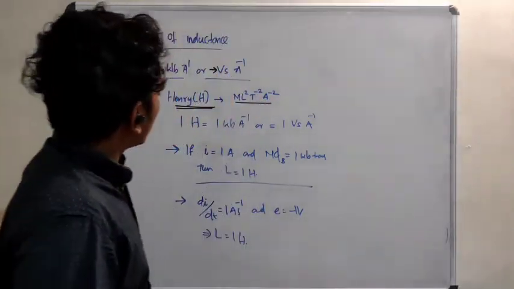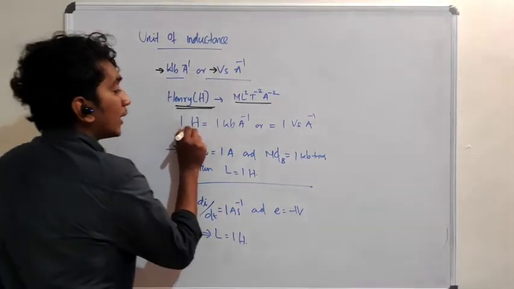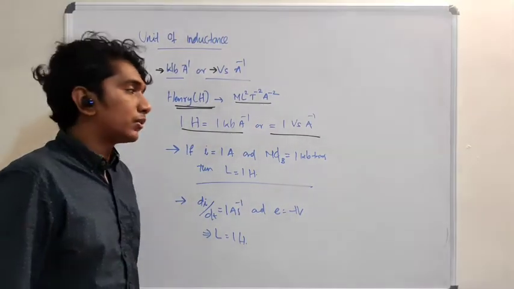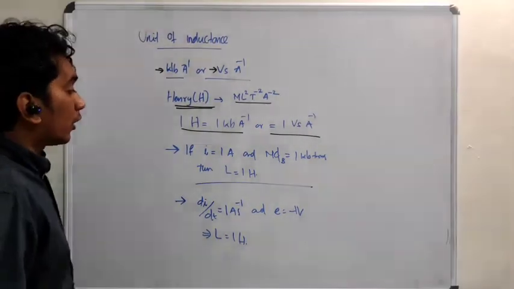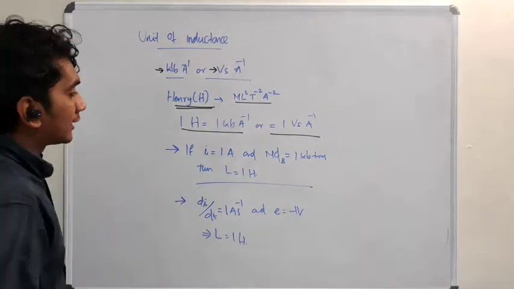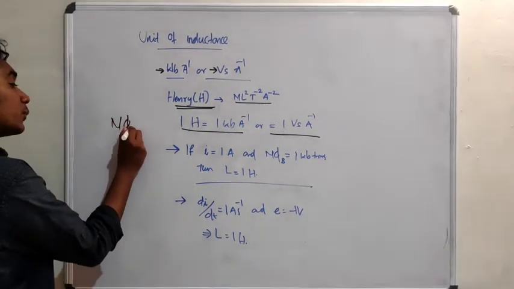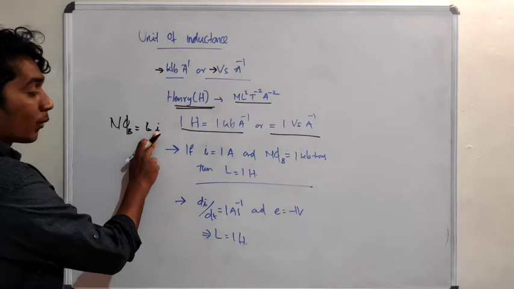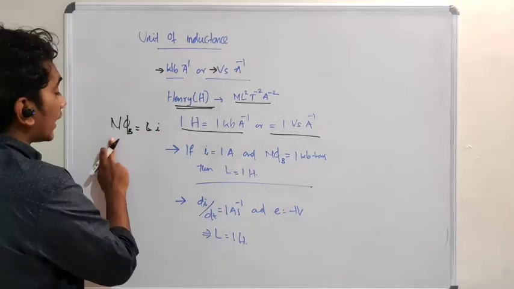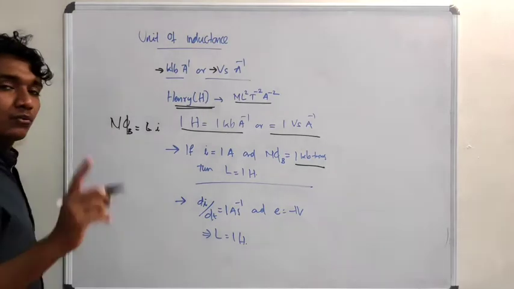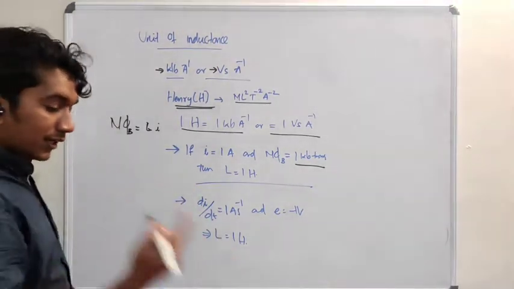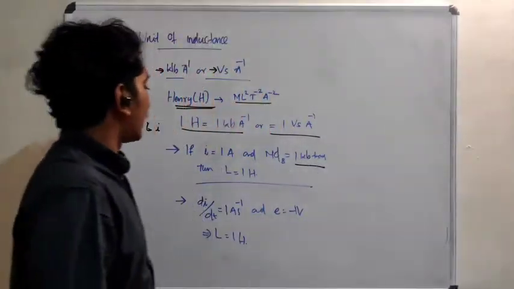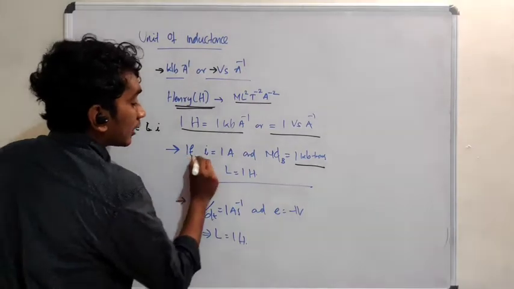Alright, so 1 Henry is equal to 1 Weber ampere^-1, or 1 volt second ampere^-1. Don't forget about that. Also look at this. We know that N phi B is equal to L i. From this equation, if i is equal to 1 ampere and N phi B is equal to 1 Weber turns, where N is actually the number of turns, so it's not a unit particularly, but we say number of turns, then L is equal to 1 Henry.